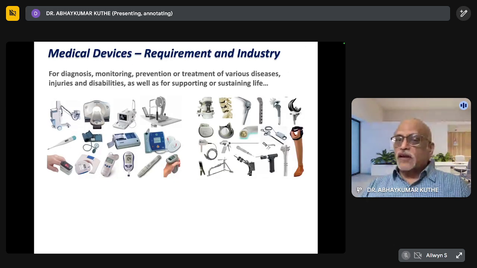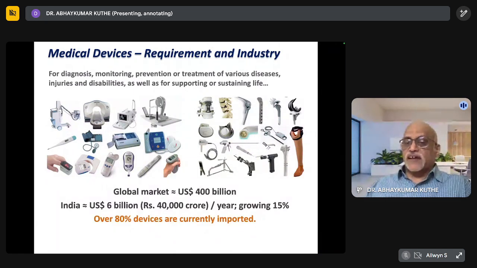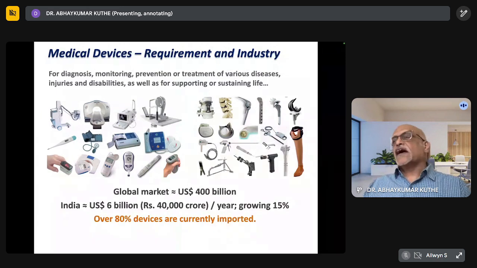Now, what is important for us to look at is the medical devices requirement and industry. Let's look at the facts, some figures. Here we will find that the global market is around 400 billion US dollars. In India, it is around 40,000 crores, and every year it is growing by 15%. And a very disturbing fact, indicated there from the numerical data, is that over 80% of devices are currently imported, especially class 3 devices. And therefore this is a problem for all of us to look at.